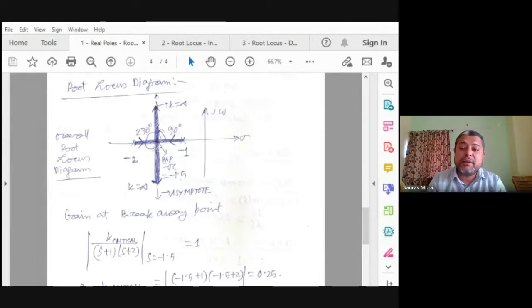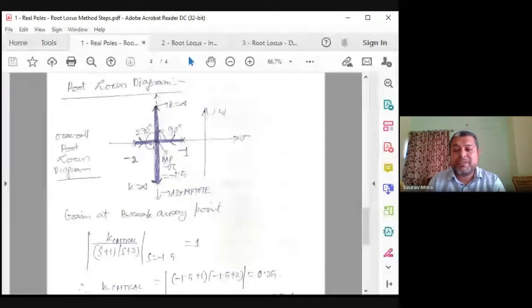So this is another new thing I am telling you, that whenever the 2 poles are coming and colliding, what is the value of S here? At S is equal to -1.5. Okay, the breakaway point we have found at -1.5. That means when S is equal to -1.5, it's a real part.